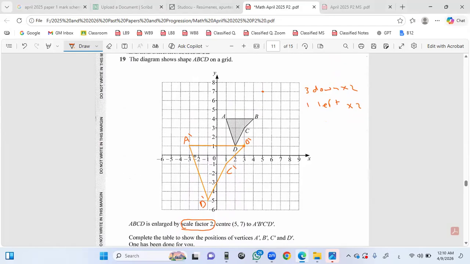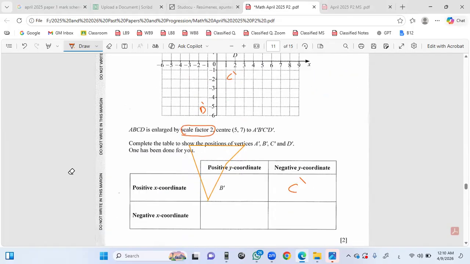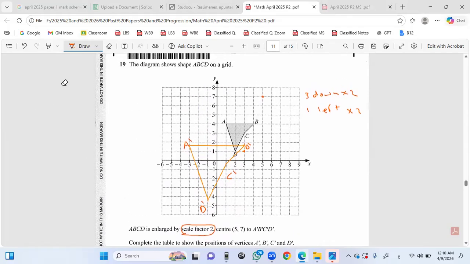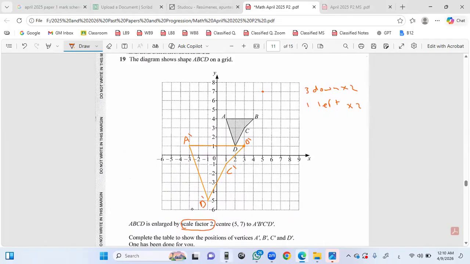So you're going to find over here the a dash: negative x, positive y. Negative x, positive y is a. Negative x is here, positive y is here. This is a dash. And the last one, negative x, negative y, is d. Look at this, d has a negative x coordinate and a negative y coordinate.